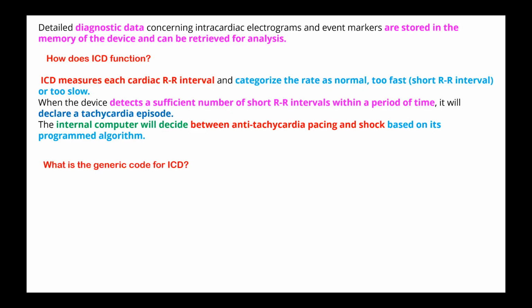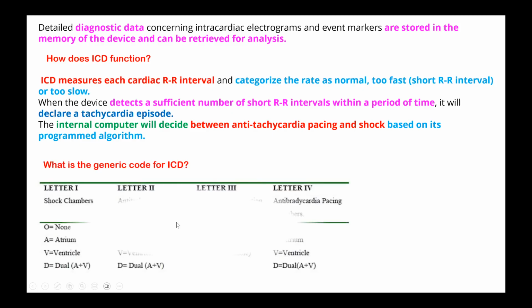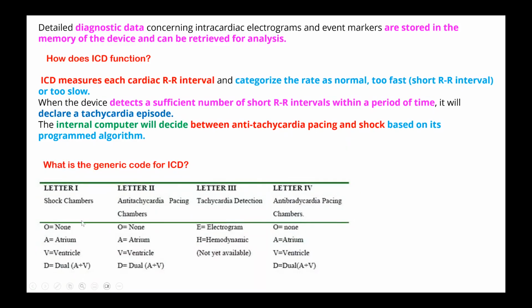No, sir. No, it won't apply because its main function is anti-tachycardia and shocking. So the coding system, even though the lettering is the same, instead of pacing, it is the shock applied to the chambers, anti-tachycardia pacing chamber, tachycardia detection, and the anti-bradycardia pacing chamber. So the coding is each different, even though we use the same A, V, D, etc. The nature of function is different. So instead of pacing, it is shock.